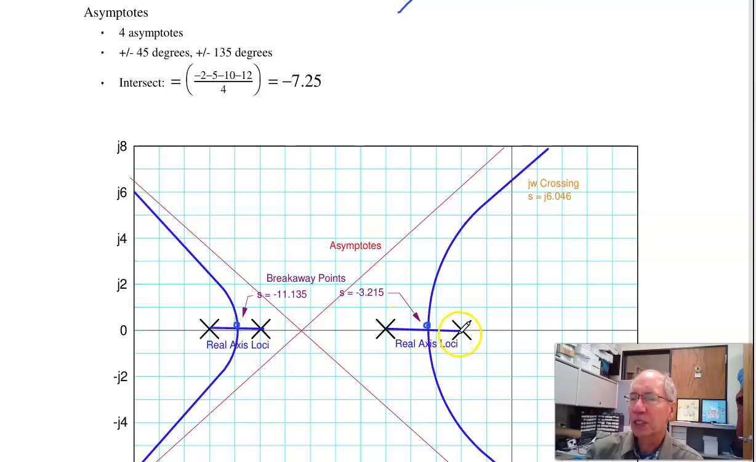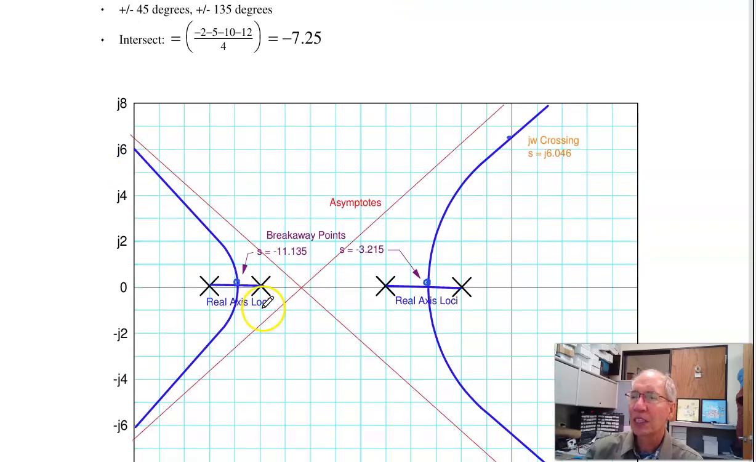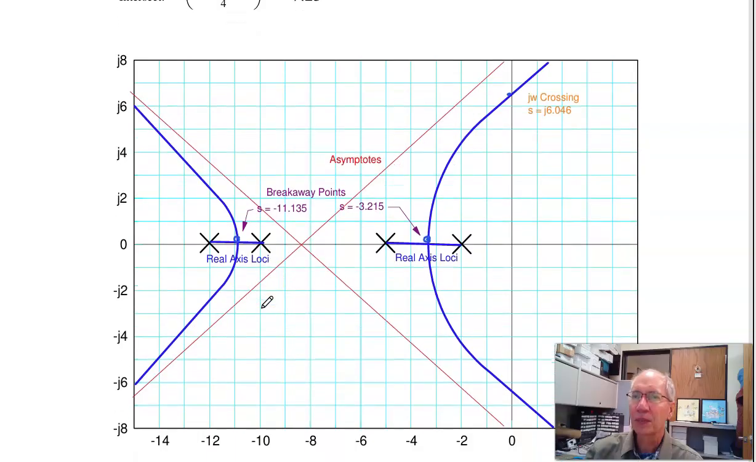So what happens is these poles come together, split apart at the breakaway point, go to the asymptote, passing through the j omega crossing. These 2 poles come together, split apart at the breakaway point, and then go to the other asymptote. And that's what the root locus looks like. So that is homework set number 7 for ECE 461-661.